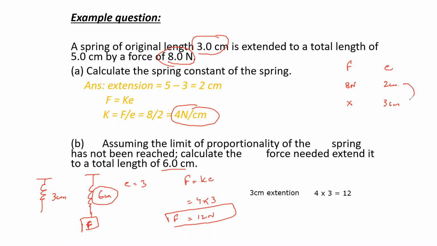If 2 centimeter becomes 3 centimeter, it means it is multiplied by 1.5. So if extension is multiplied by 1.5, force will also be multiplied by 1.5. So 8 into 1.5, you will get 12. Or you can use the formula F is equal to KE, where K is the spring constant, that is a constant value for the one spring, and E is the extension. So force is K multiplied by extension, you will get the force. Is it clear?